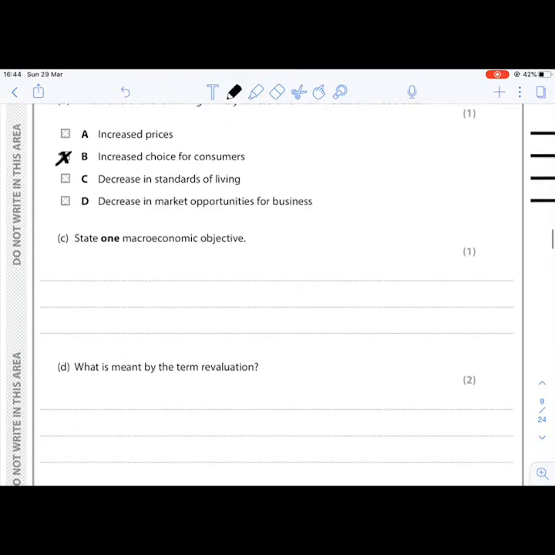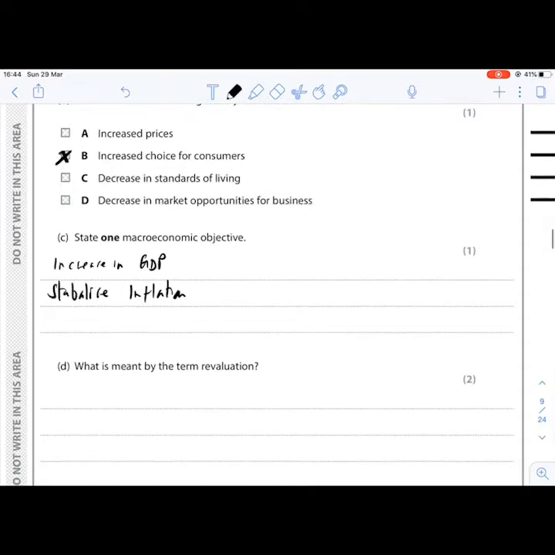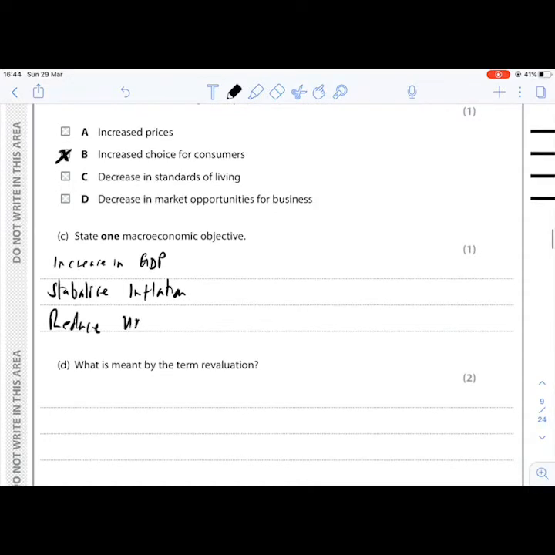Okay, the next question, C. State one macroeconomic objective. Okay, now there are 7 that you could use here, but all you have to do is simply state one. So the possibilities are an increase in GDP, to stabilize inflation, to reduce unemployment would be another one. Okay, to reduce the current account deficit.